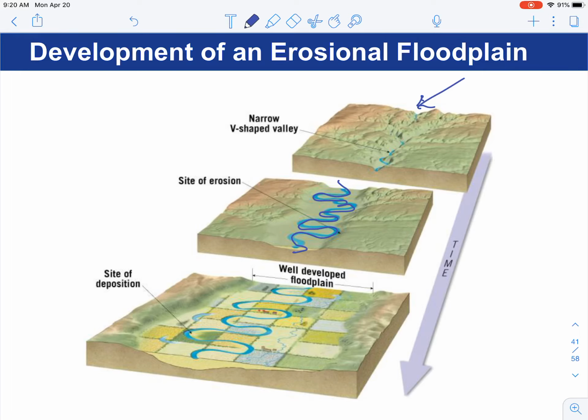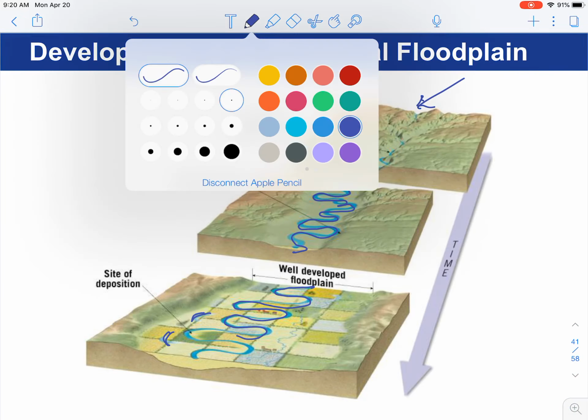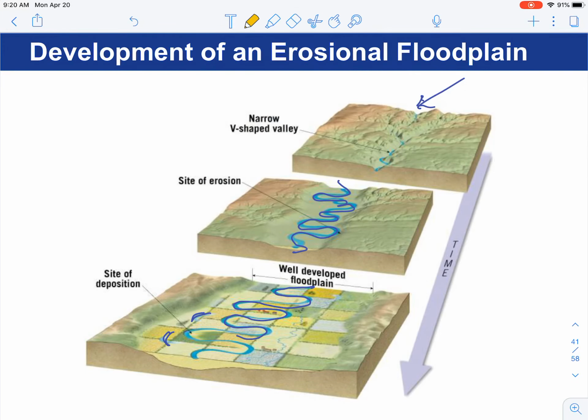And then over more time, that meander continues to grow. We might get some oxbow lakes, where the river kind of creates a new course. And then we develop a really flat and broad area that we call a floodplain. And floodplains are important because this is an area where we have a lot of development.